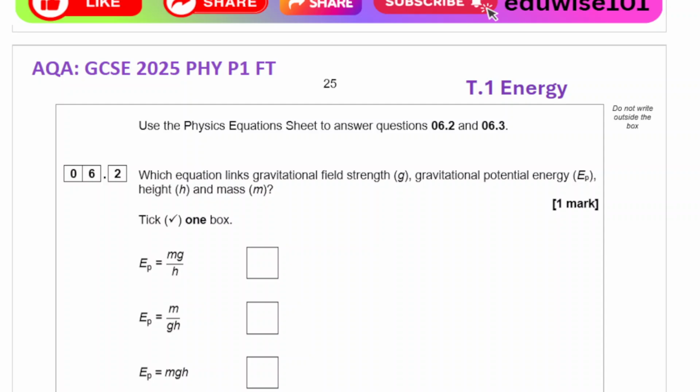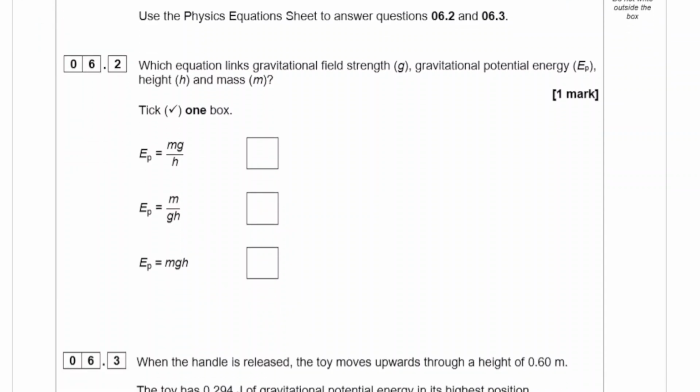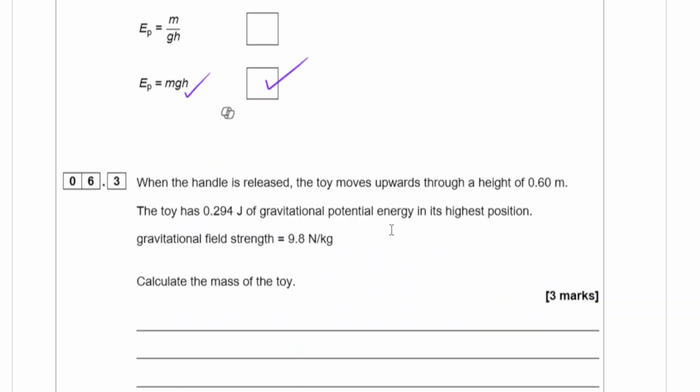Use the physics equation sheet to answer the questions. Which equation links gravitational field strength, gravitational potential energy, height, and mass? So, gravitational potential energy equals mgh: mass, gravitational field strength, and height.